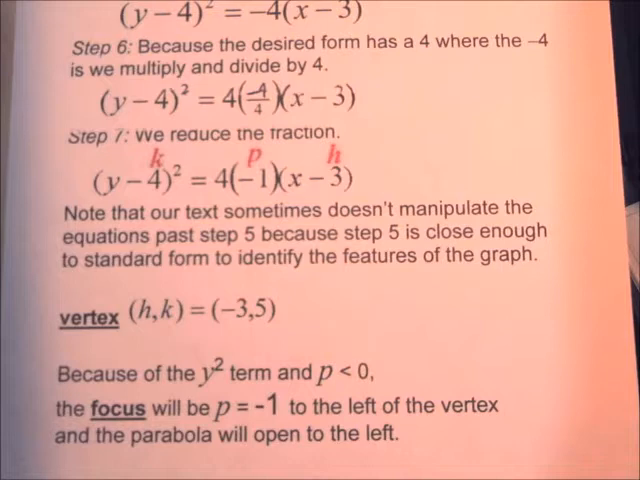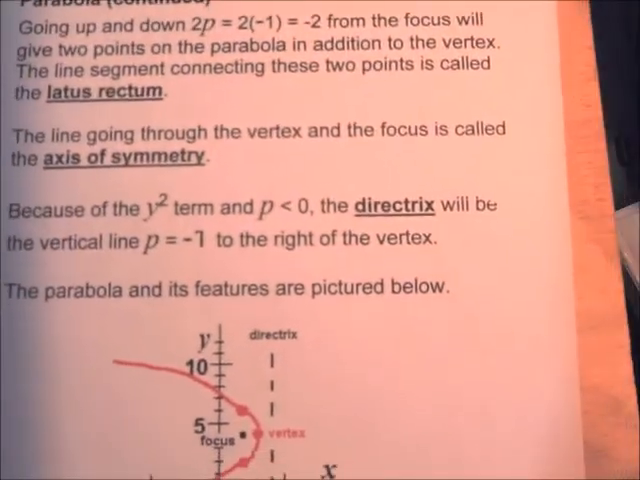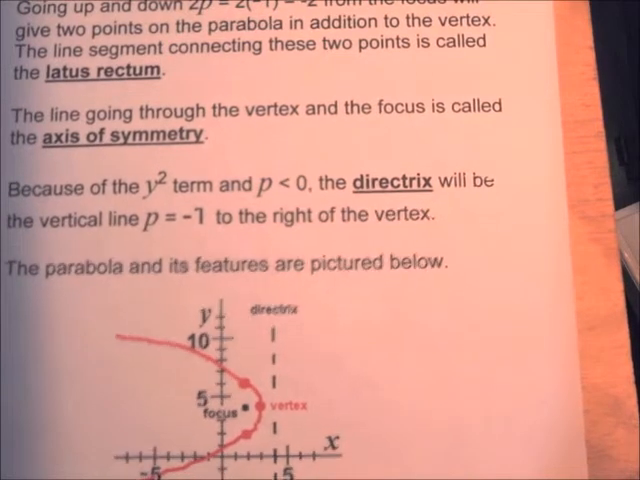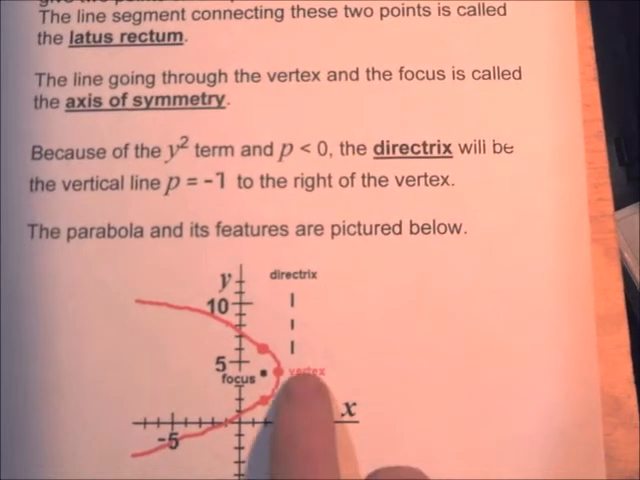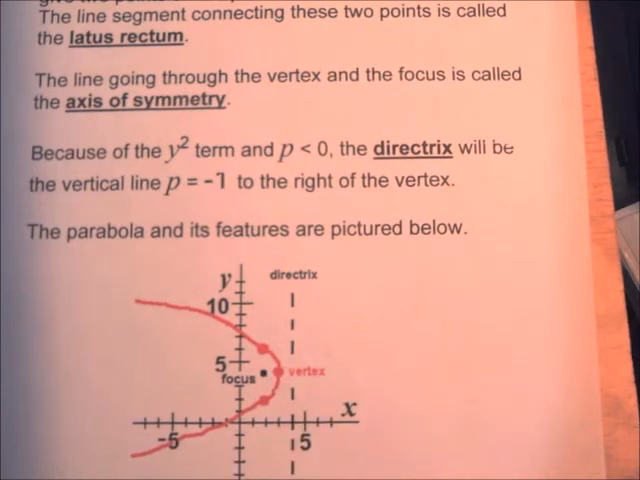And the focus is going to be 1 to the left of the vertex. Okay, so here's the vertex here. That's at 3 comma 4. That's the vertex, and the focus is this little black dot here. Go 1 to the left of the vertex to get the focus.